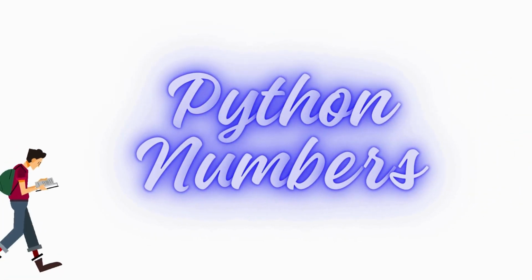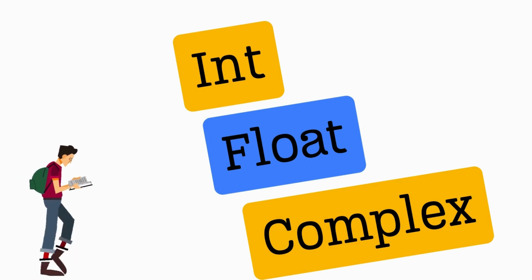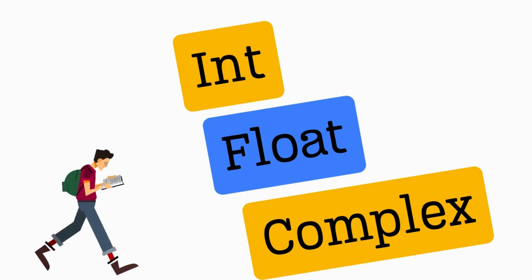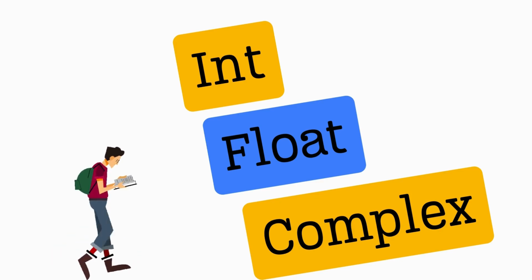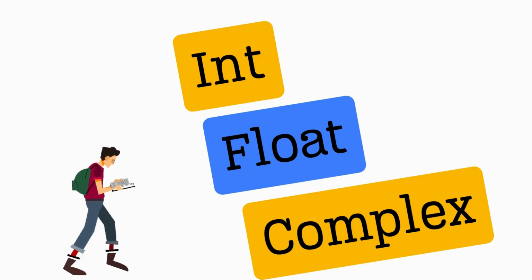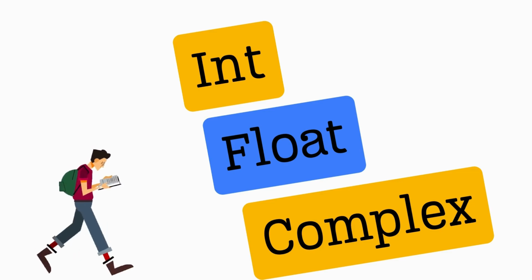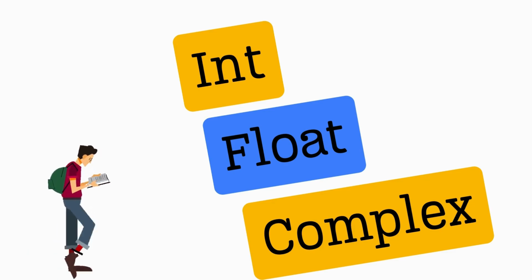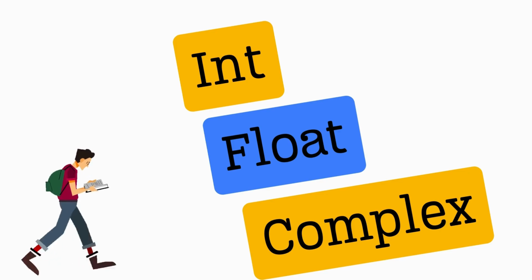Today, let's talk about Python numbers. In Python, there are three main numeric types: int, float, complex. As I mentioned before, in Python, you don't need to declare the data type for a variable. Python will automatically identify the data type based on the value assigned to the variable. Let's see that quickly and then we can move on to the next item.